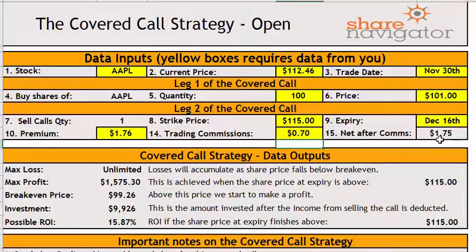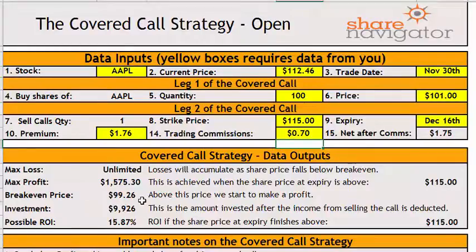The great news for you after that, you don't have to input any more data. Everything else is calculated out for you. So let me go through some of the data. Our max loss in this strategy is still considered to be unlimited because if the share price continues to fall below the break-even point, your losses continue to accumulate. Your profit, however, is limited, and our max profit potential with this particular trade is 1,575.30. And this is achieved when the share price at expiry Friday is above $115.